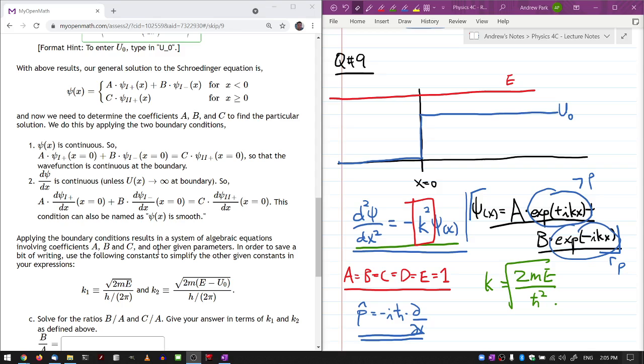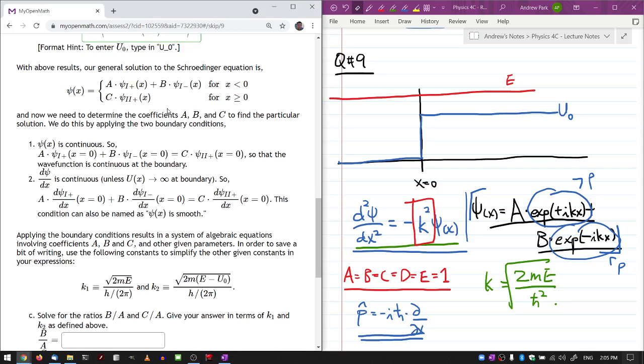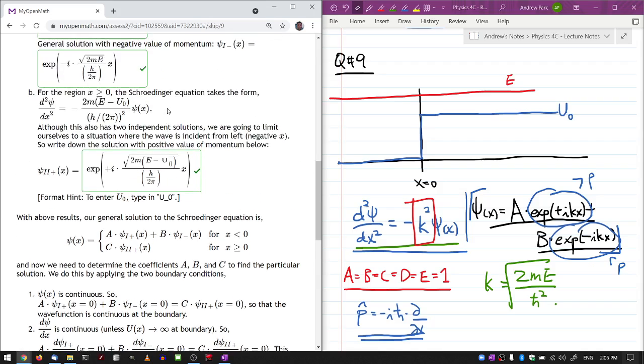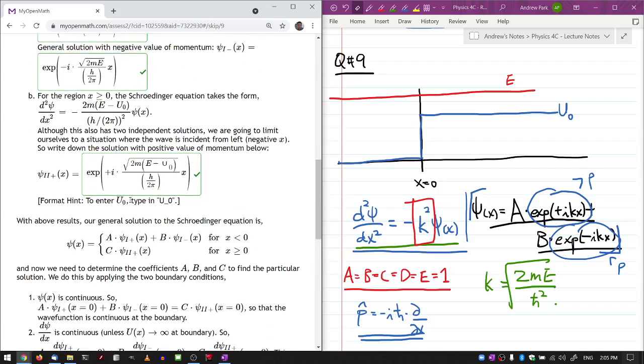So, that's the general solution. We have that. At least we don't have it written down, but we know what that will be if I need to write it down anywhere.